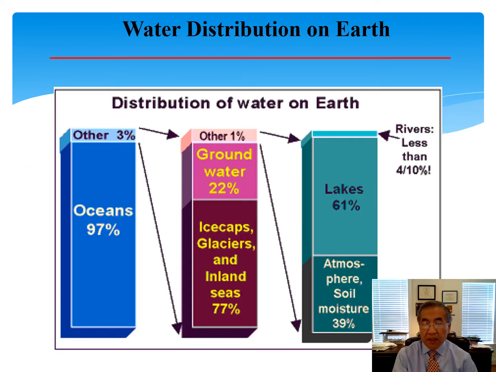Let's see this slide. The water resource on the earth, 97% is in the ocean, only 3% is fresh water, and 77% of that is in the ice cap or glacier. You won't be able to use it. 22% is in groundwater, 1% on the surface. Out of this 1% of surface portion, 61% is in the lake, 39% is in the air or soil. The river only accounts for 0.4%, so we can see the resources are quite limited.